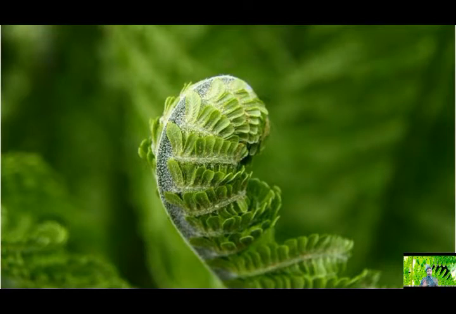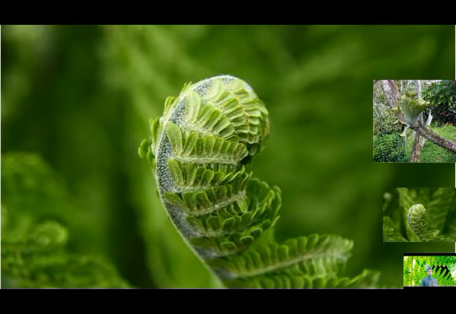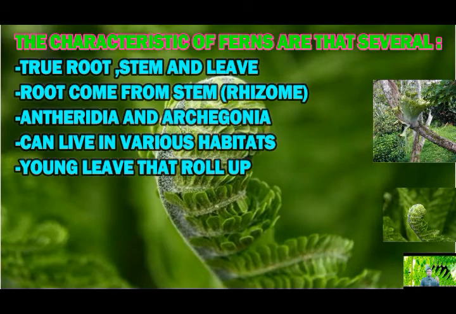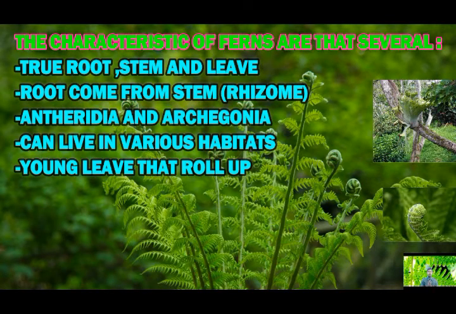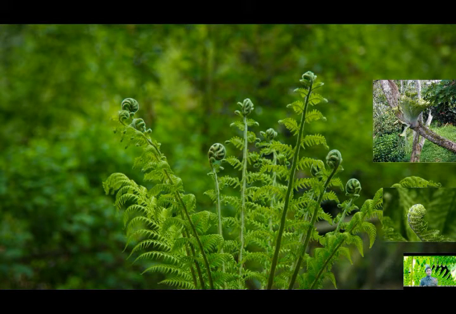The characteristics of ferns are that there are several. One, they have true roots, stem, and leaves. Roots come from the stem or rhizome. The gamete producing organs are commonly called antheridia and archegonia. They can live in various habitats, for example in humid places, also called hygrophyte, in water or hydrophyte, on rock surface, soil surface, attached to tree bark or epiphyte, and have young leaves that roll up.